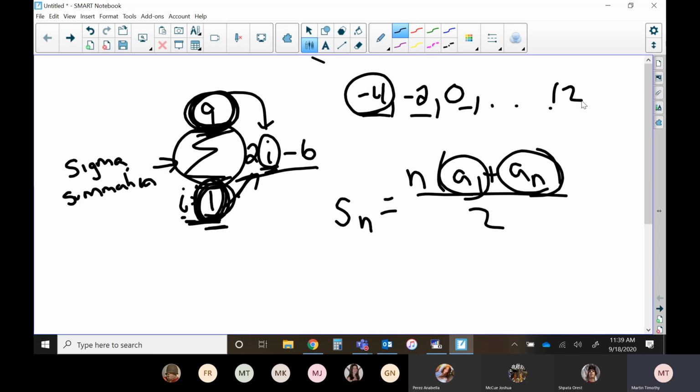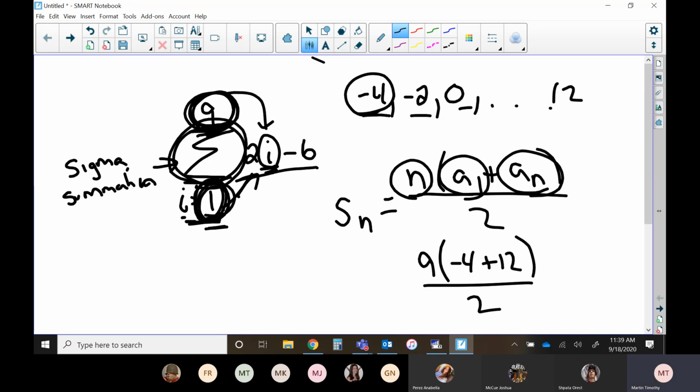And then, because I'm going from 1 to 9, remember the n stands for how many terms there are. If I go from 1 to 9, there are 9 terms. So 9, negative 4 plus 12, divided by 2. And that would tell me the summation of all these added together. It will make more sense. We'll do it again.